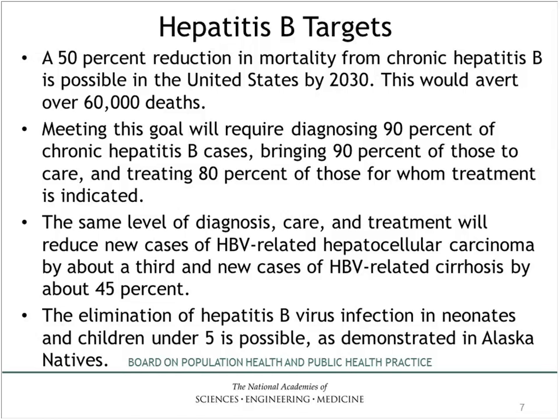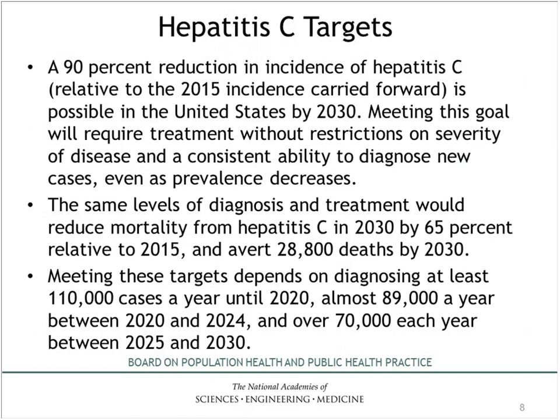In terms of the results of our modeling in hepatitis C, we think that a 90% reduction in incidence of hepatitis C can be achieved by 2030. That's 90% reduction relative to the 2015 incidence. And with these new technologies, we've already been very successful in the last few years, already having impact on reducing incidence. But meeting this goal will require treatment without restrictions on severity of disease and a consistent ability to diagnose new cases even as prevalence decreases.